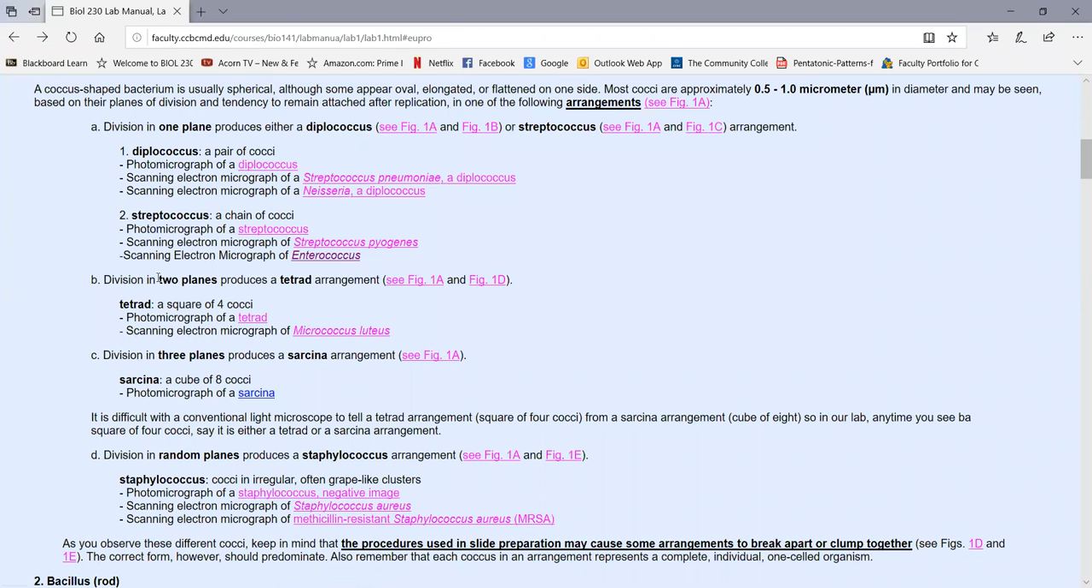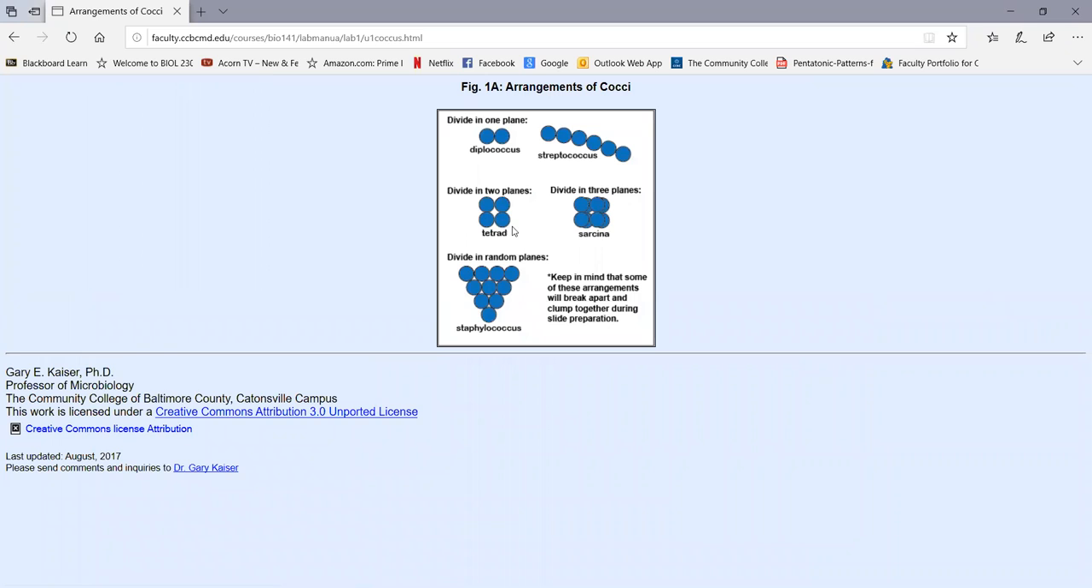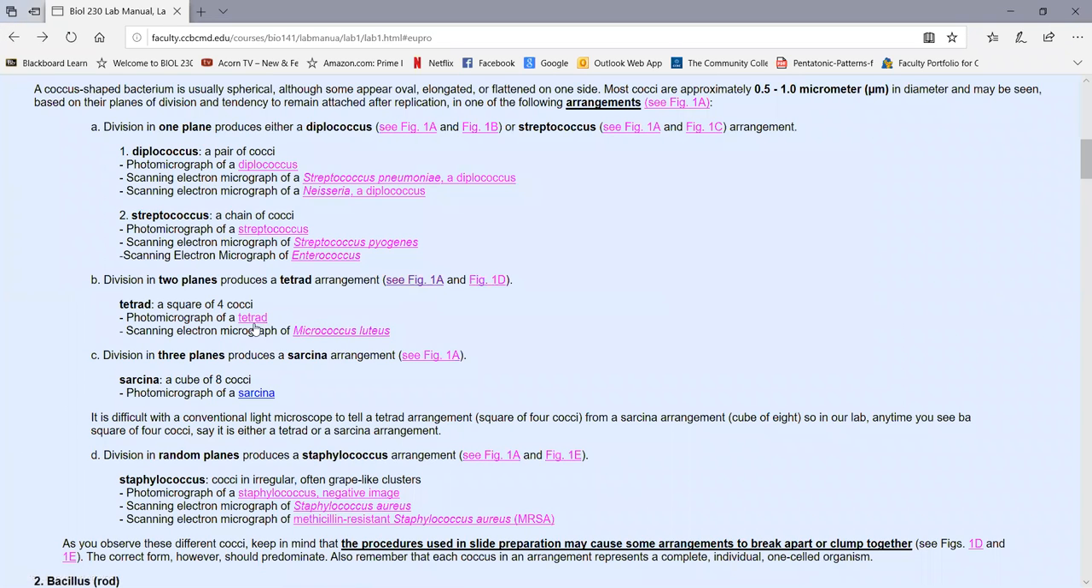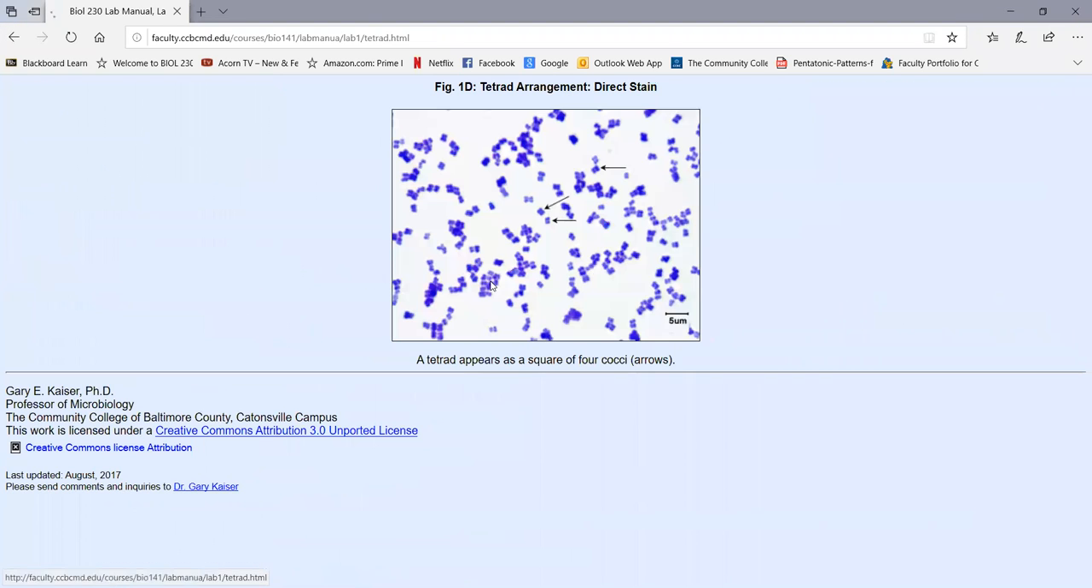Now, if the cocci divide in two planes, we call that a tetrad arrangement. As we see in our drawing, a tetrad is a square of four when it divides in two planes. So here we see Micrococcus luteus under the microscope, and you see these nice little groups of four forming a square.